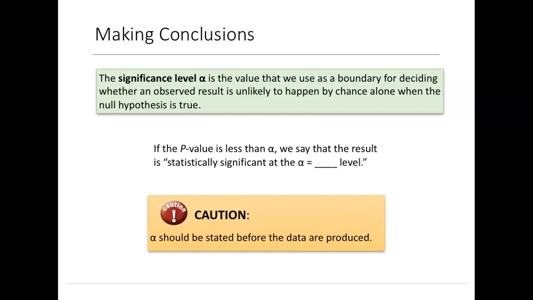Alpha should be stated before you go out and collect data. You should decide on that significance level first, otherwise that's generally unethical statistics because you can just set your alpha to be bigger than what your p-value is and go, boom, I have a statistically significant result. But the decision on what alpha needs to be is pretty complicated. You guys won't have to make that decision. You'll be told: run the significance test at the alpha equals 0.05 level or whatever.